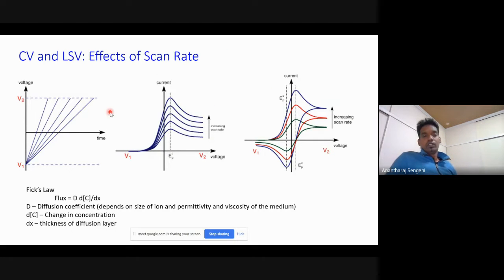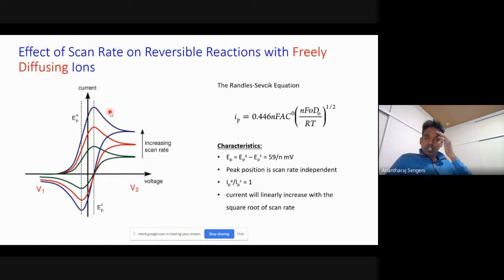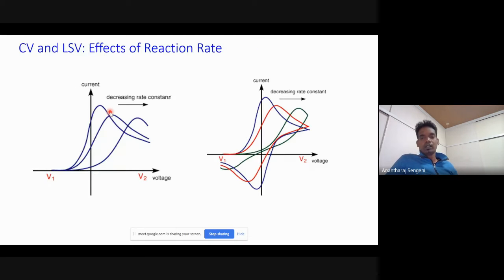And later we went on to see the effect of scan rate on LSV, and particularly the peak current and peak position, and how it can be used to distinguish the nature of interaction of electroactive species with the electrode surface. And we saw the use of the Randles-Sevcik equation and the characteristics that are to be satisfied for a reversible reaction that is occurring via freely diffusing ion and adsorbed ion. And later we also saw the effect of reaction rate on the peak potential and peak current for a diffusion limited reaction.